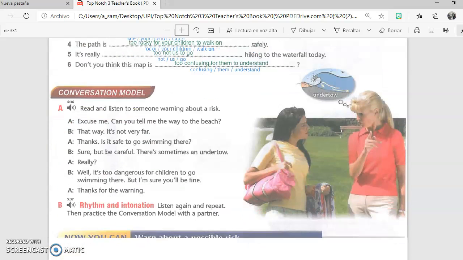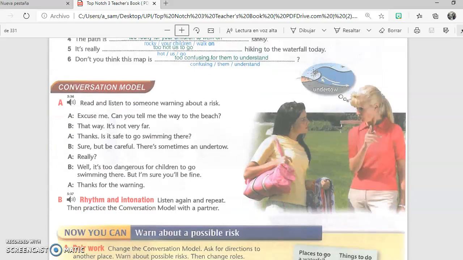Okay. Then we move to the conversation model. We have to read and listen to someone warning about a risk. So we're talking about risks. Warning about risks.